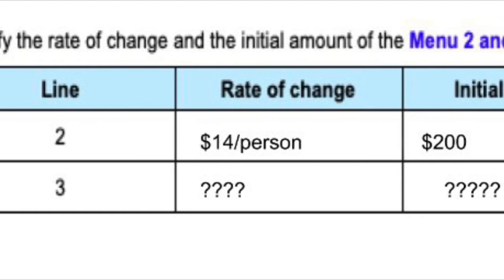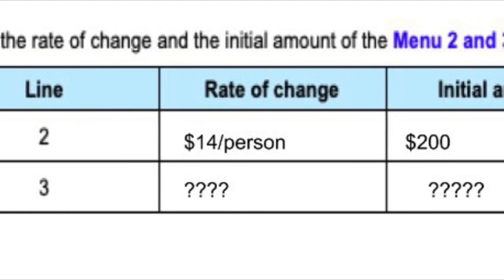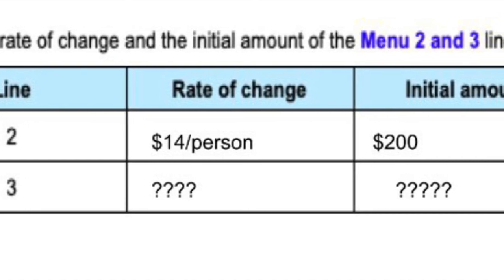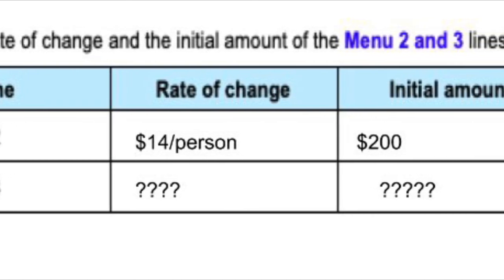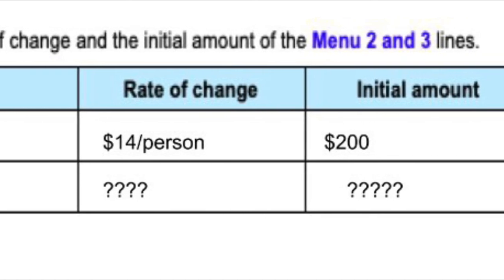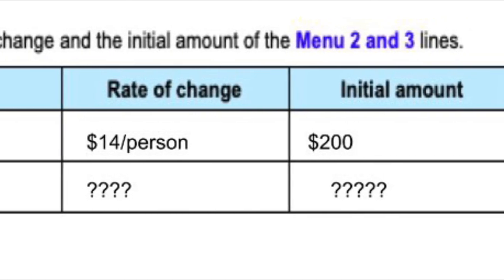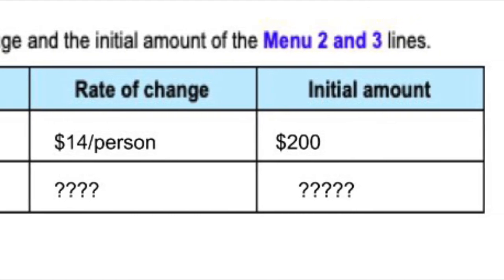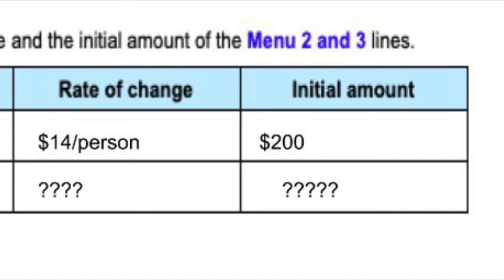We know that the rate of change for menu 2 was 14 and the initial value was 200. We want to do the same thing for menu 3. What's the rate of change for menu 3? And what's the initial amount for menu number 3? That is your homework. Make one table of values and complete this little chart here.